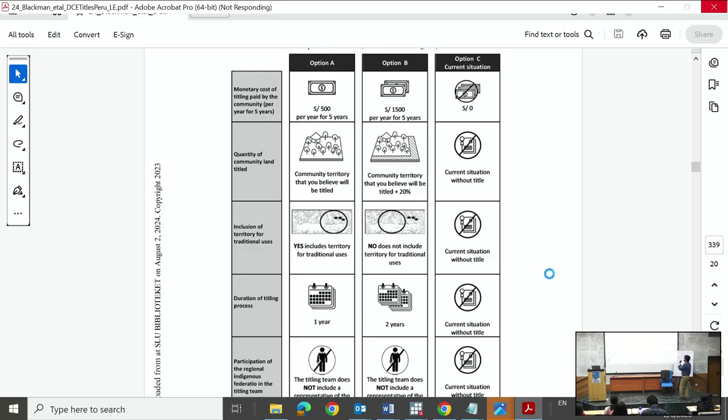So we told them, well, you could be paying this monetary cost per year for 5 years. This will be the quantity that will be titled, either what you have currently or 20% more, and we also increased it for 40. So, yes. This title we're talking about? It's a land title. If the government was going to provide you with a title, you could obtain it, paying this much for 5 years.